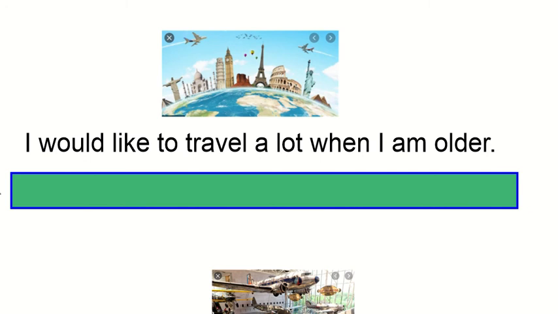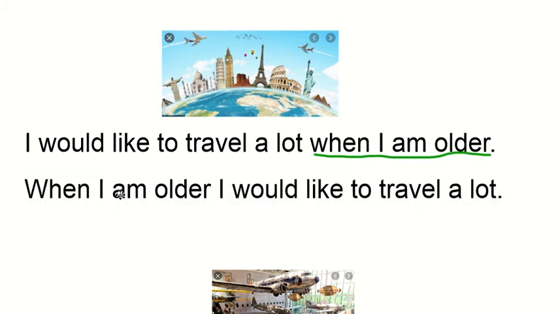I would like to travel a lot when I'm older. Can you spot the subordinate clause in this sentence? Excellent. When I am older. And I'm going to vary its position again now. Can you guess what I'm going to do? So I've varied the position by putting the subordinate clause at the start of the sentence. When I am older, I would like to travel a lot.